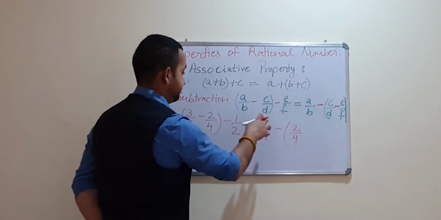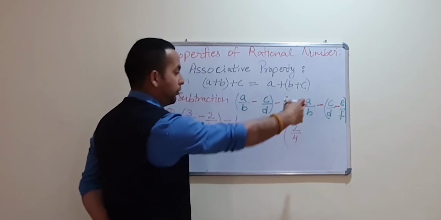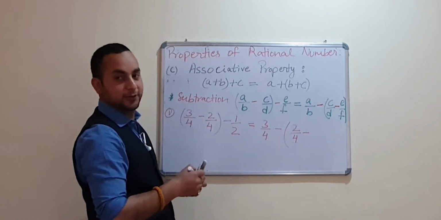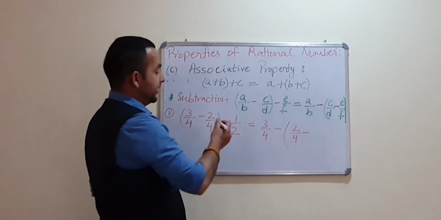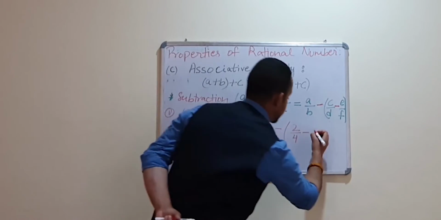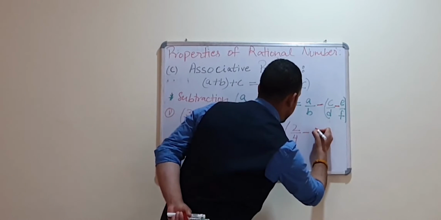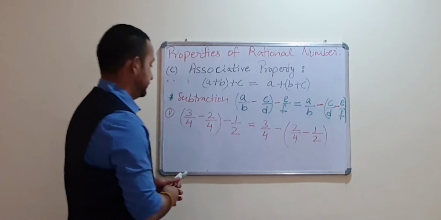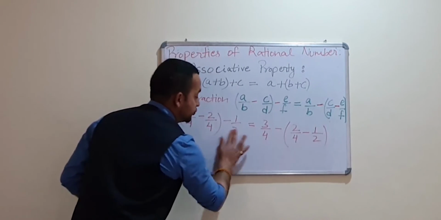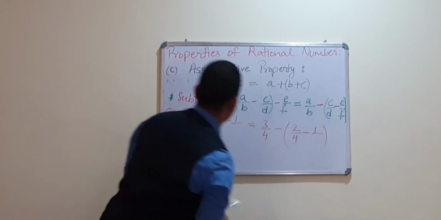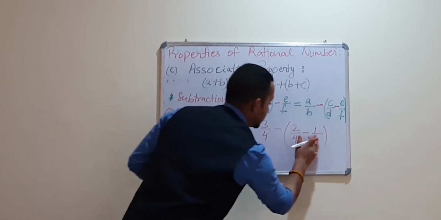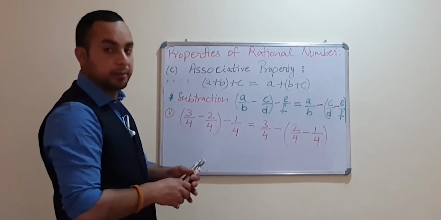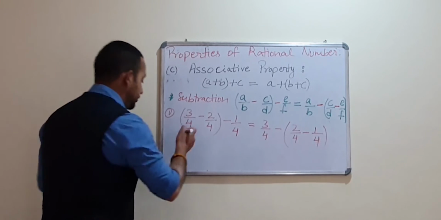And in place of e/f, I write 1/2. We will take the denominator the same throughout. Do you understand? Correct, the denominator is the same throughout. Now we are going to solve this.